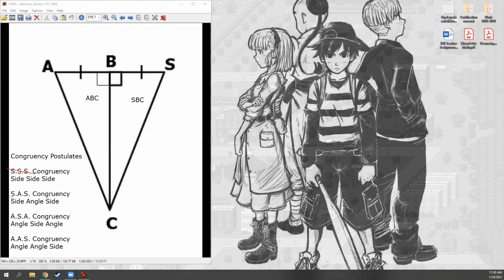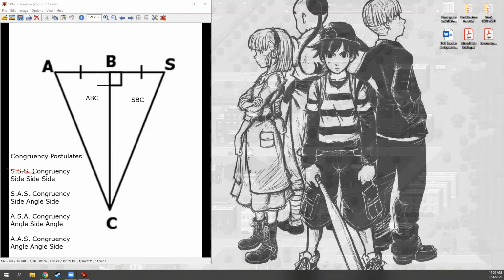Could it be SAS? Well, I have a side and an angle. I just need another side. Could it be ASA or AAS? Absolutely. I have a side and an angle. If I found another angle, it'd be one of these two. So we need to figure it out. But right now, that's everything on the picture.